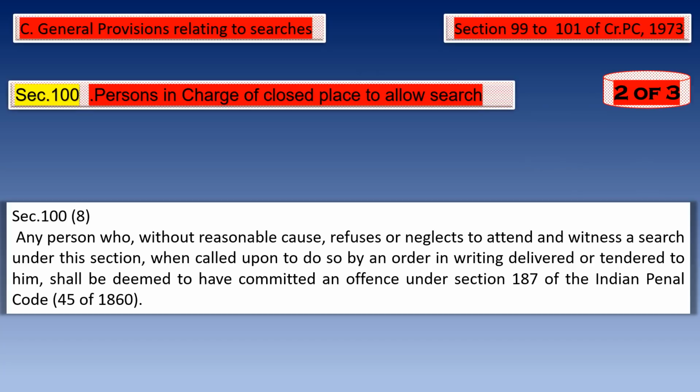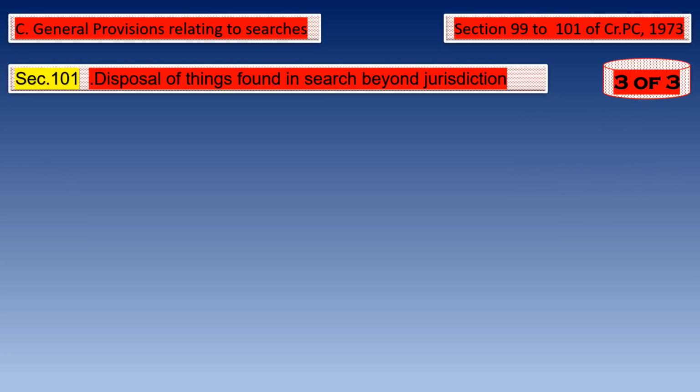Now, what is this Section 187 of IPC? Section 187 of IPC says: omission to assist a public servant when bound by law to give assistance. He will be booked and can be punished with 1 month of imprisonment or a fine of 200 rupees. Next, the third point of general provisions relating to searches is disposal of things found in search beyond jurisdiction as per the provision of Section 101.